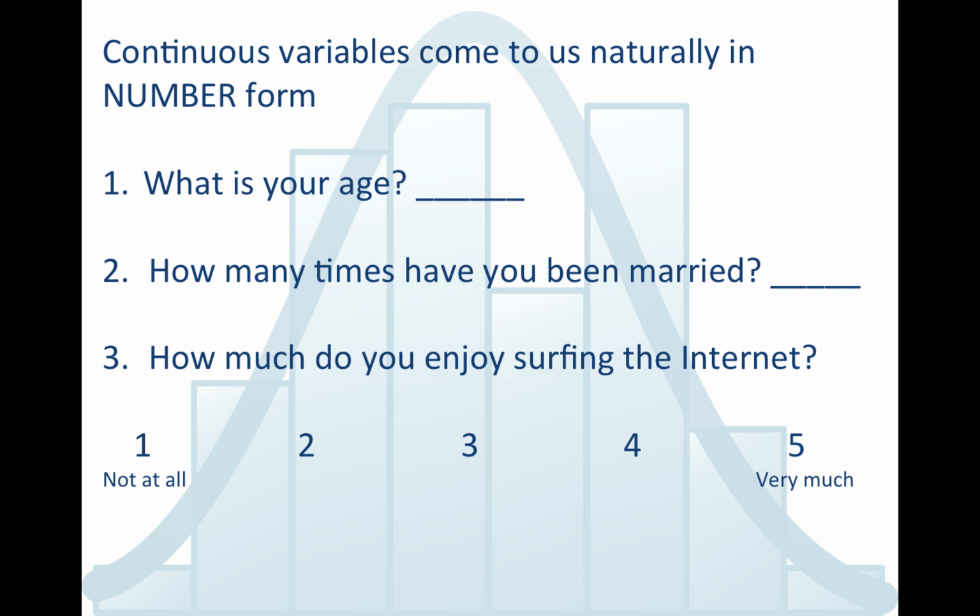So I have three examples here. All are continuous variables. Number one, what is your age? Number two, how many times have you been married? And then number three, how much do you enjoy surfing the internet? Notice that the last one is a Likert scale that ranges from 1 to 5, not at all to very much. And the other two, you fill in the number.